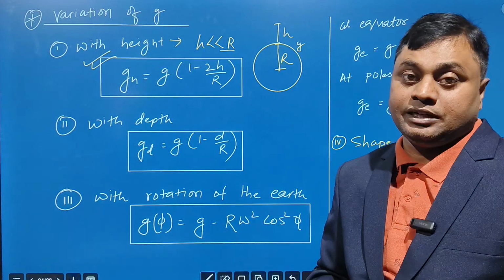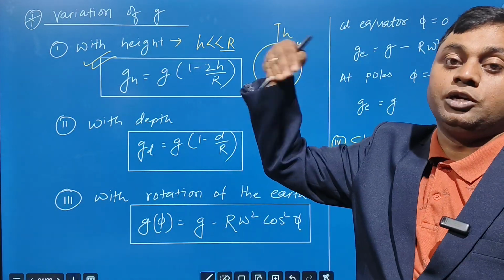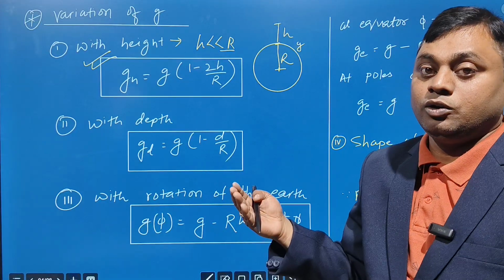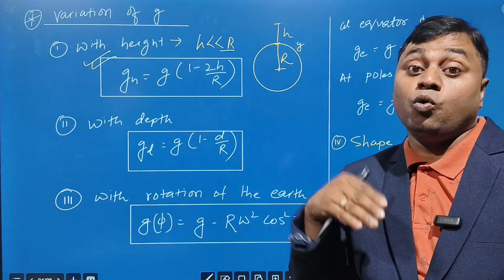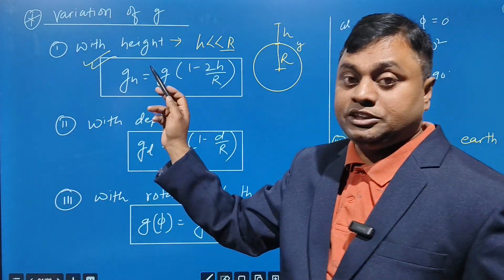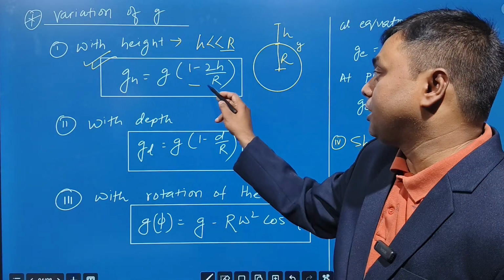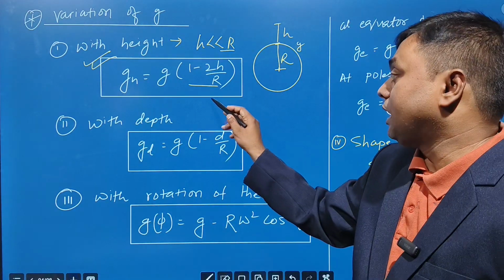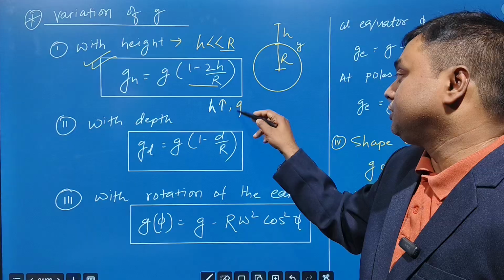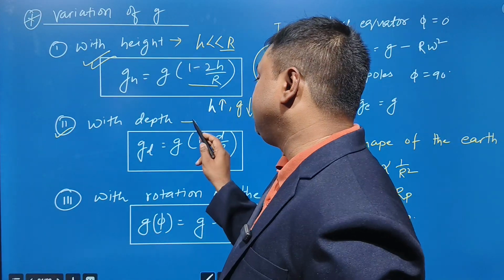When h is far less than r, it means a very short height, like 10 kilometer, 15 kilometer, 20 kilometer. And r is 6400 kilometer. So we can use this formula, g_h is equal to g times (1 minus 2h by r). From here we can see 1 minus something is less than 1. So when h increases, acceleration due to gravity decreases. Similarly with depth also, g decreases.